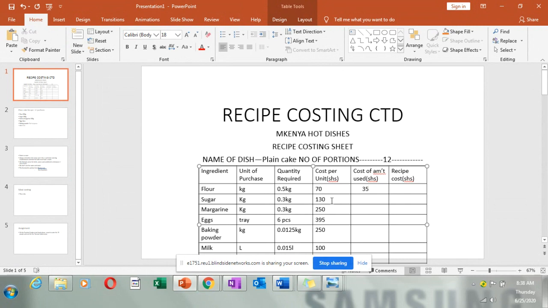Okay, then 0.3 kgs of sugar times 130 shillings gives us what? 39 shillings. I want them to be aligned in a way that it is very easy to add them up. Then we have 0.3 times 250. We have 75 there.